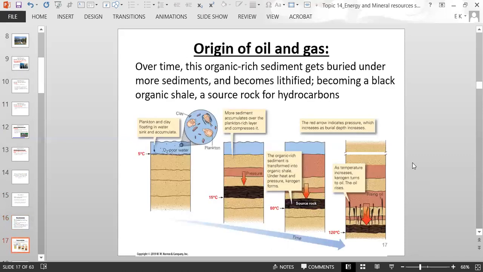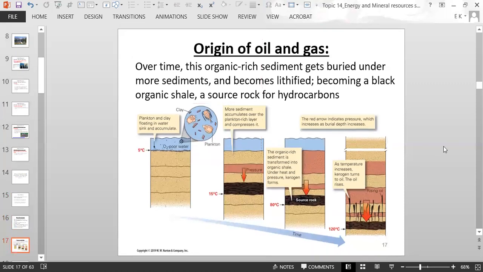And that lack of decay is important for the formation of fossil fuels, because over time, that organic rich sediment gets buried under more sediments and becomes lithified and turns into a rock. And we call that a black organic shale, which is a source for hydrocarbons later on, or in the present day. Okay, so these plankton were deposited millions of years ago, and then we're using the hydrocarbons today that formed from those plankton millions of years ago.